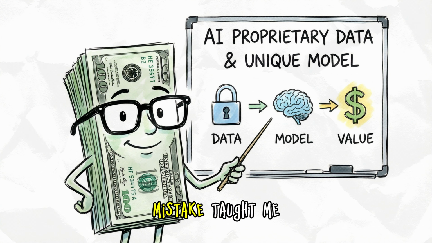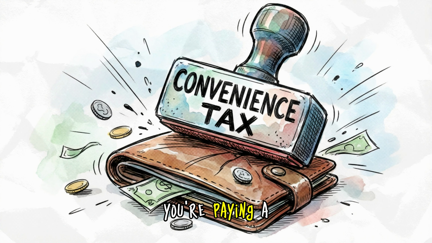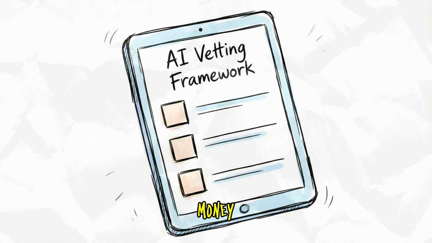My $400 mistake taught me that if an AI tool isn't truly leveraging proprietary data or a deeply unique model, you're paying a huge convenience tax for a simple prompt template. It's time to stop paying that tax. To save you money, I developed the 3-step AI vetting framework. This is the checklist you must run through before ever hitting that subscribe button again.